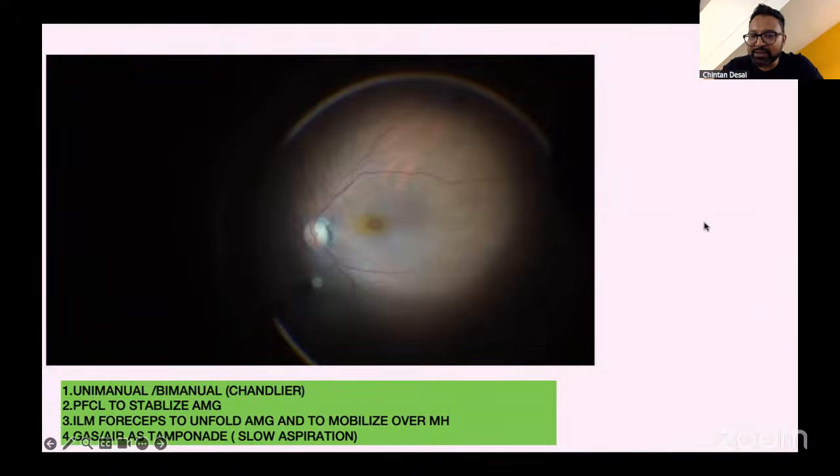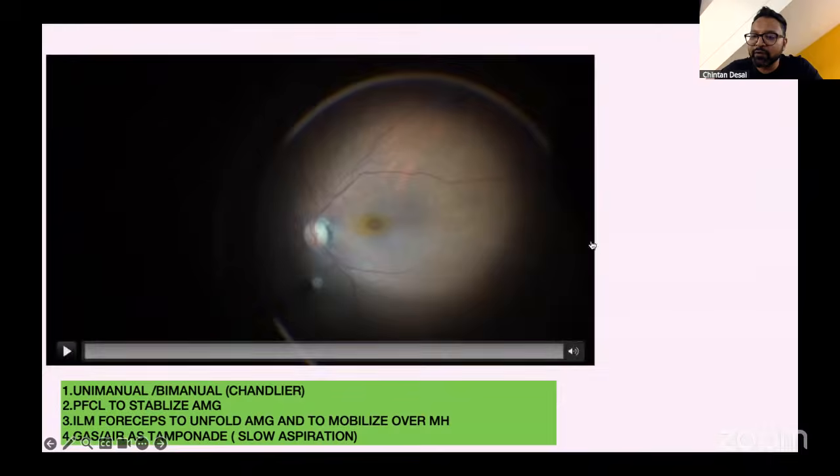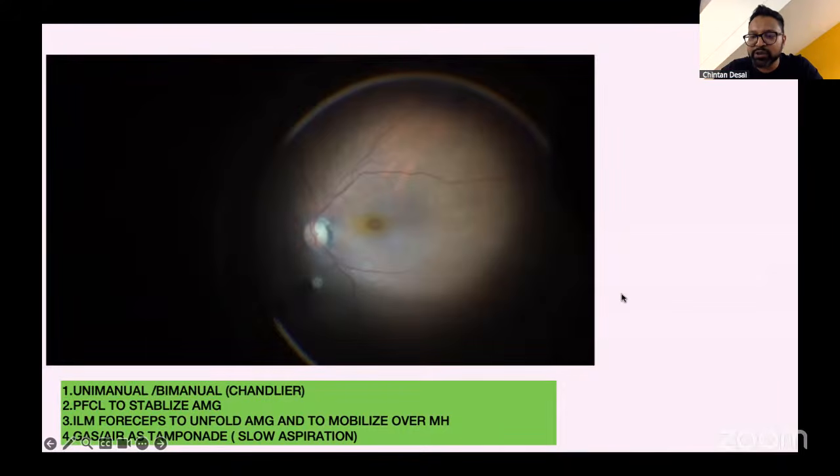And I agree that 600 or 700 microns would probably not require this, but we've operated on 1500 and 1600 microns. We've operated on traumatic macular holes which have been more than 1000 microns. We've operated on holes with retinal vein occlusions, with retinal detachments, holes more than 1000 microns, and all of them have closed with this technique.